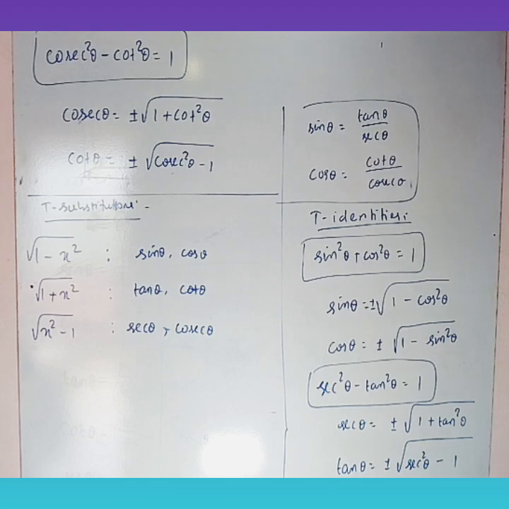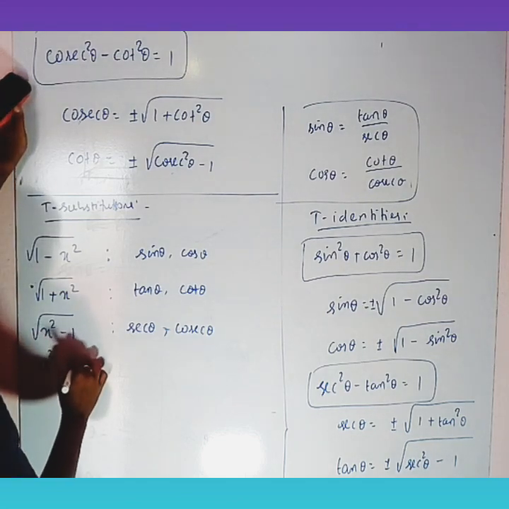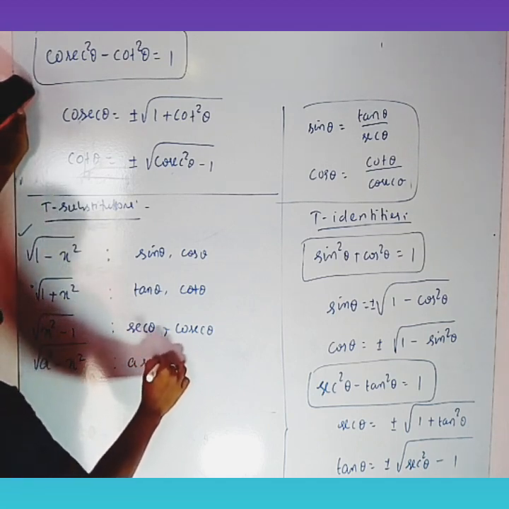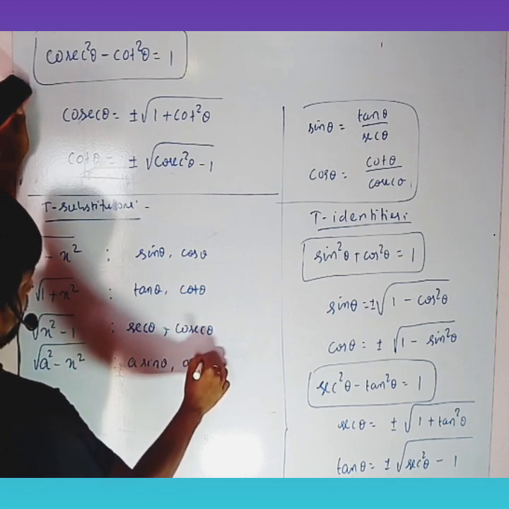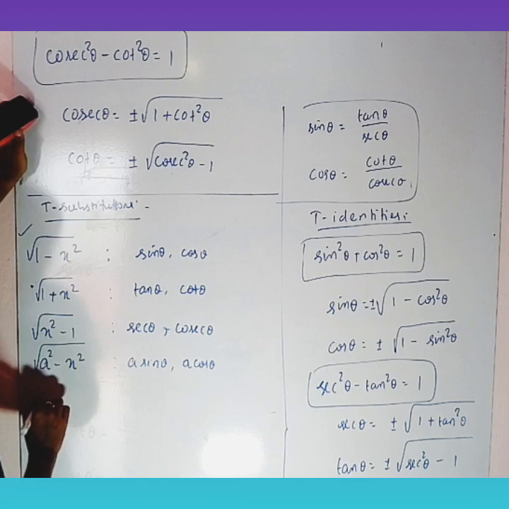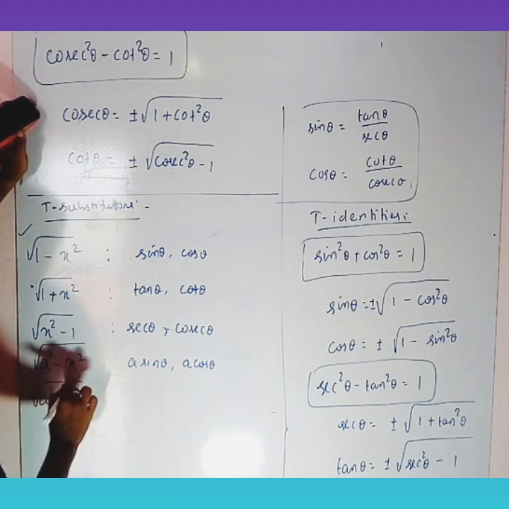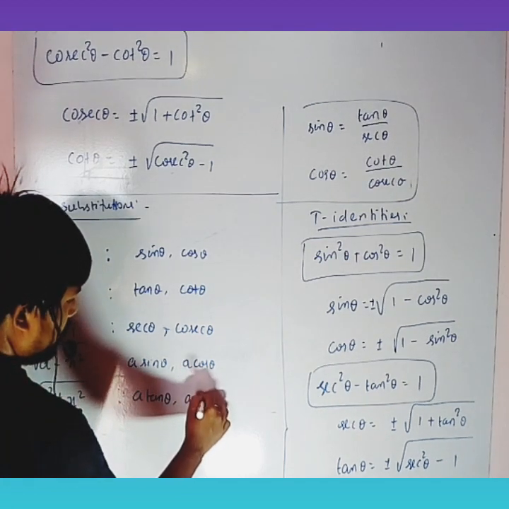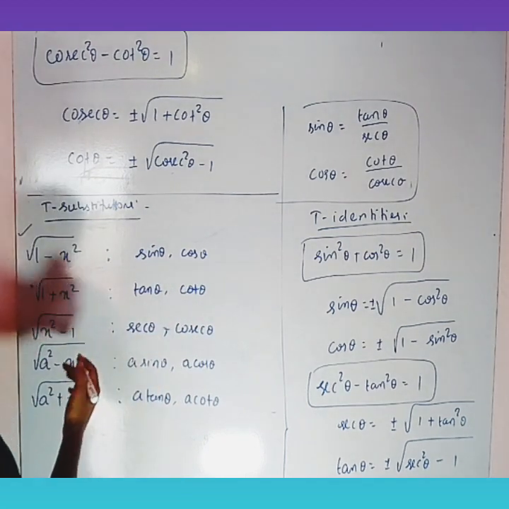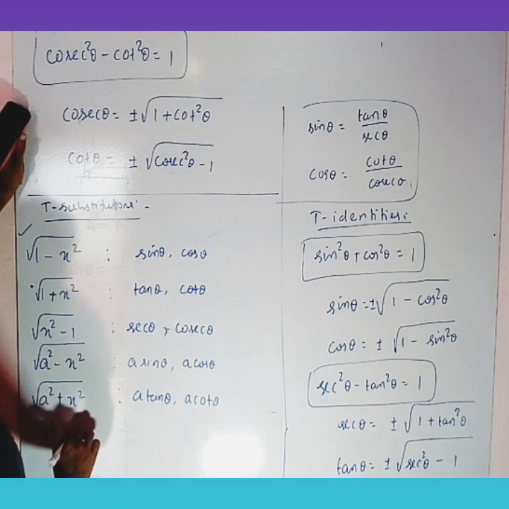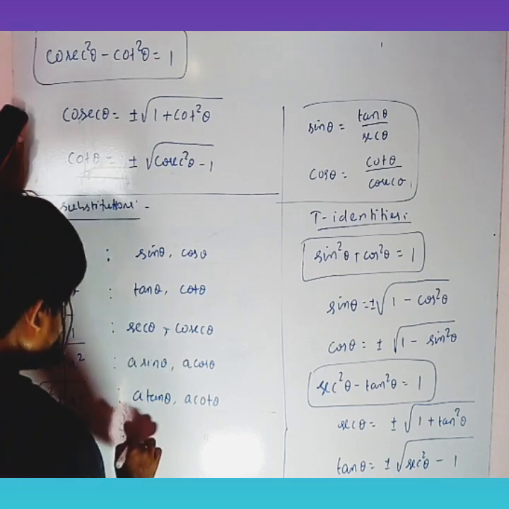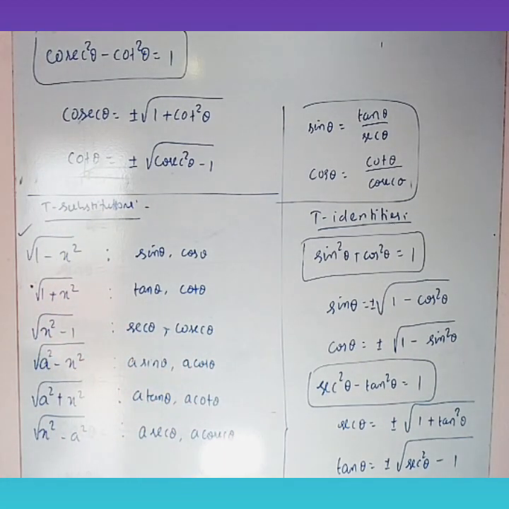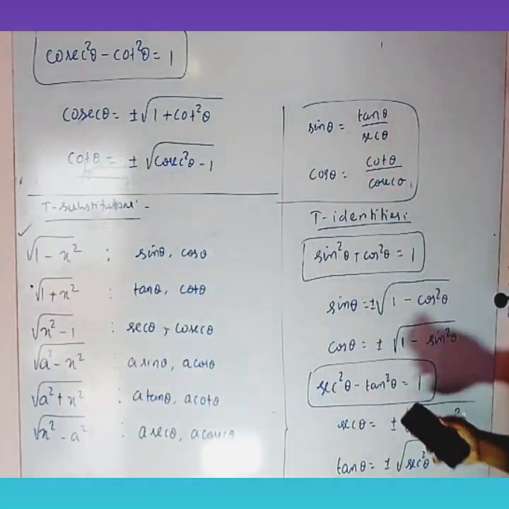If it is a square minus x square, same as before, we use a sin theta or a cos theta. Similarly, the trigonometric substitution for square root of a square plus x square is a tan theta or a cot theta. Trigonometric substitution for square root of x square minus a square is a sec theta or a cosec theta. Most important thing, we have to remember these conditions.